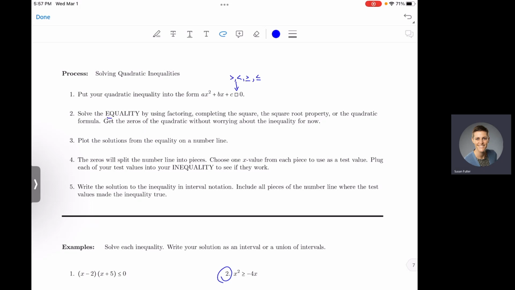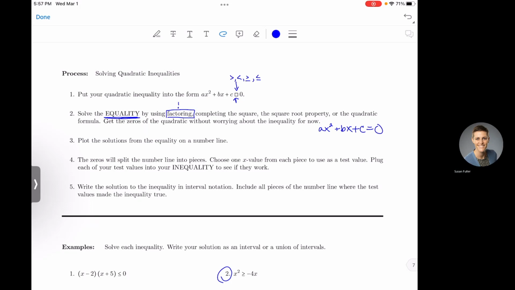And then I want you to solve the equality. So pretend that that inequality symbol isn't even there. Pretend it doesn't even exist. I want you to solve ax squared plus bx plus c equals 0. Mostly we're going to do this by factoring. This is going to be the big one here. And then after you do the factoring, you can set each factor equal to 0 to solve. You can complete the square. You have the square root property available to you, or you can use the quadratic formula. But factoring is going to be the biggest tool here to solve these things.